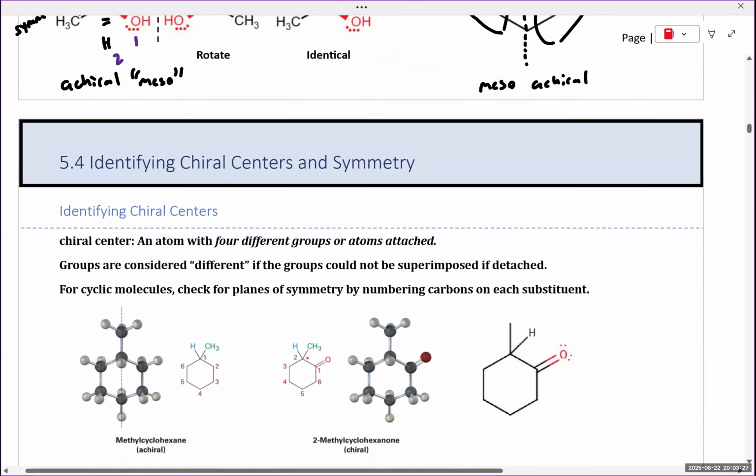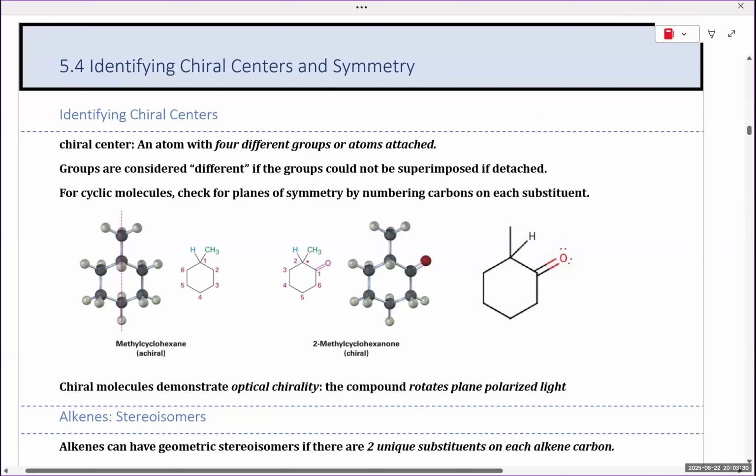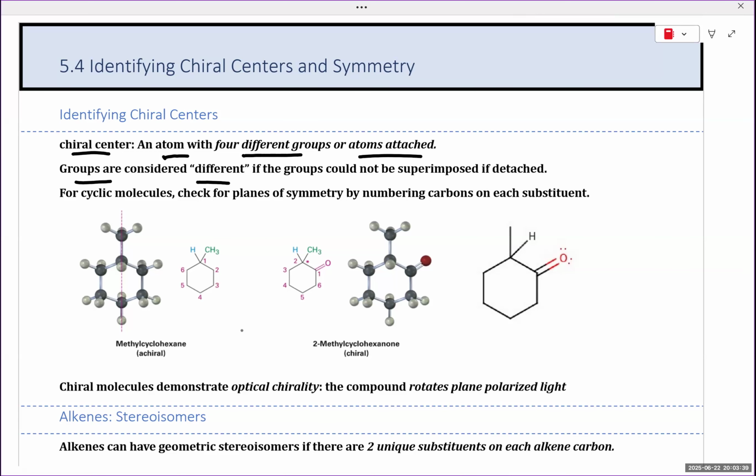Let's talk a little bit now about identifying chiral centers and symmetry. A chiral center can be generally defined as an atom with 4 different groups or atoms attached. Groups are considered different if the groups cannot be superimposed if detached. For cyclic molecules, you'll want to make sure to check for planes of symmetry by numbering carbons. So for example, methyl cyclohexane contains a clear plane of symmetry right down the middle, while 2-methyl cyclohexanone does not contain a plane of symmetry, and thus this center is a chiral center.